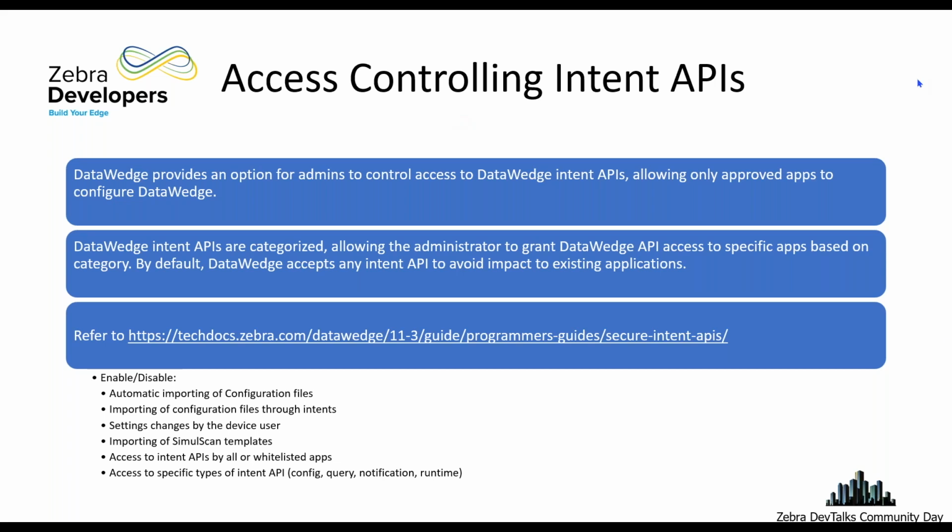In order to do that, DataWedge provides an option for admin to control the access, and DataWedge intent APIs are categorized. So we have mainly 4 categories. One is configuration, notification, and then configuration, and then you have 2 more. I forgot that, but there are mainly 4 categories, right?